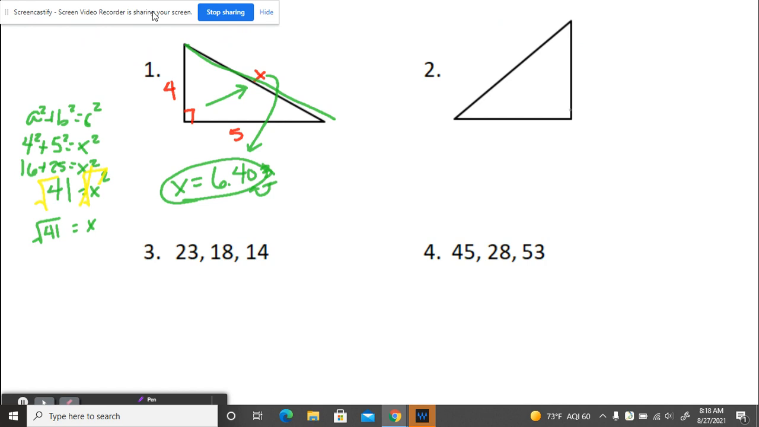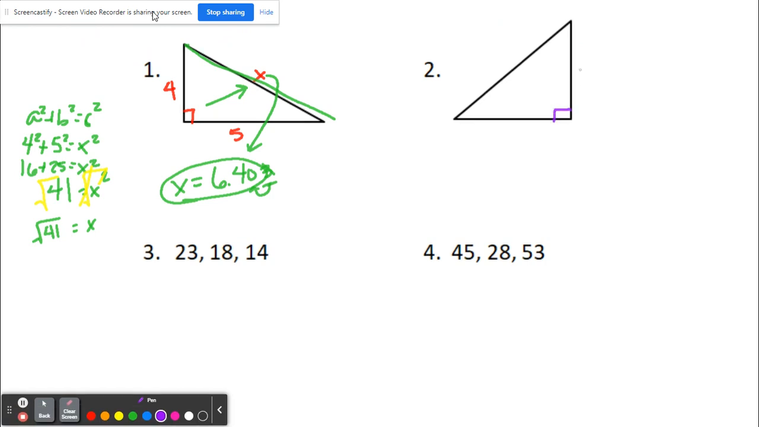So let's come over here. Here's my right angle. Let's call this X, this 6, and this 12. When I look at this, the very first thing I always do is identify my hypotenuse. So this is my hypotenuse. See how it is across from the right angle? That's how I know it's the hypotenuse.